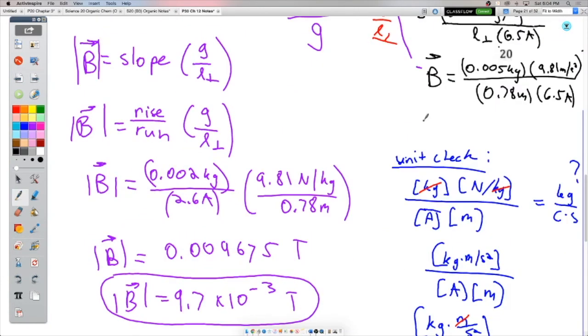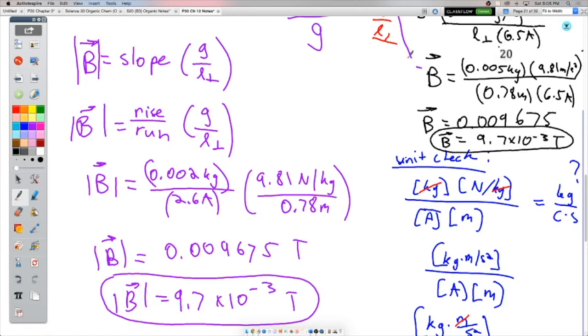Okay, and when I did it that way, I got that the magnetic field strength is 0.009675. So it actually agrees down to the millionth place. Pretty very similar results. So good. Our magnetic field strength equals 9.7 times 10 to the negative 3 Tesla. Very similar results using both methods.